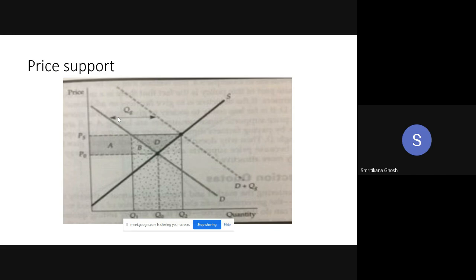Again, the price support you can understand. The government will artificially increase the price by law, to support the producer, obviously. But here, some additional thing is happening. If you look at the agricultural sector, when the price support is introduced by the government, since initially the price was P naught, now the government is saying no, P naught is a very low price. PS should be the market price.